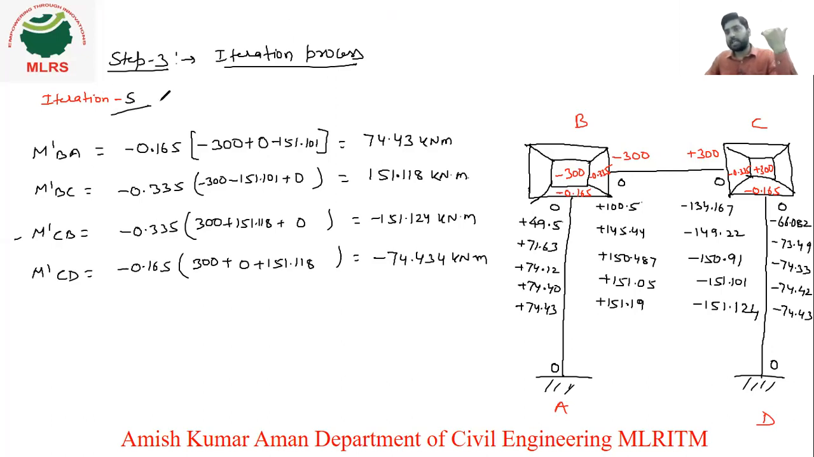Otherwise, if you want the correct values, very near values, then you can go for step number 6 also. But I suggest that in your paper you just stop at step number 5, because if you go for iteration number 6, it will take a lot of time, and due to this you might miss one or two questions. So better you just stop at iteration number 5.